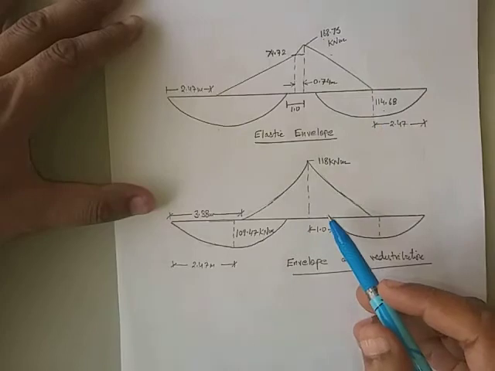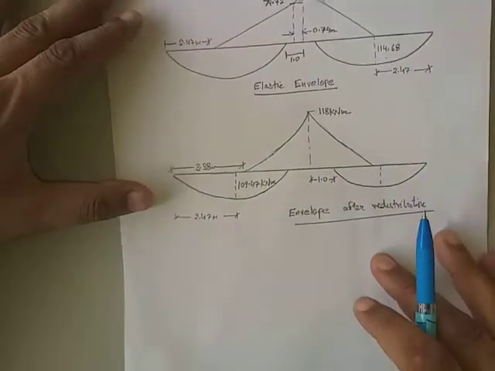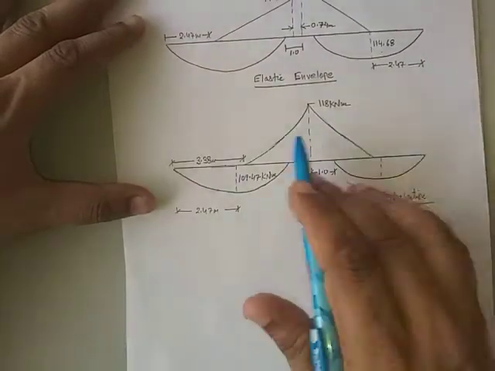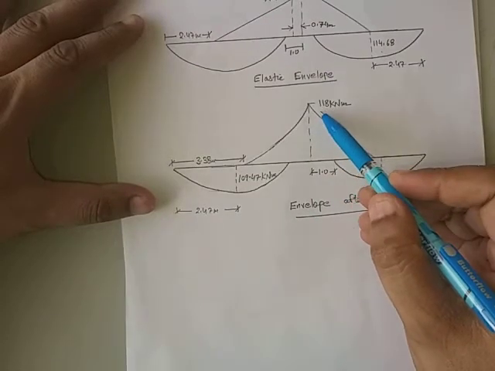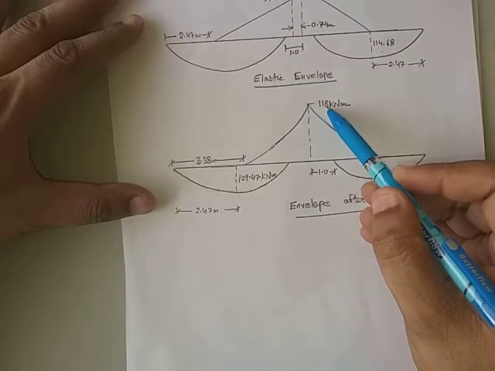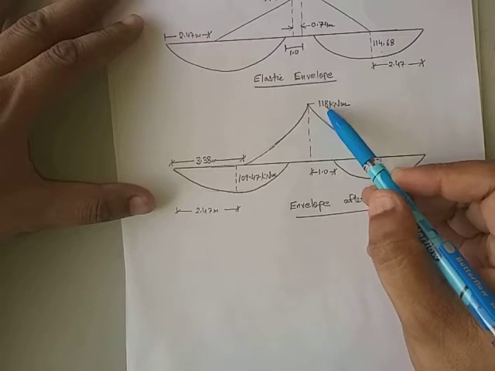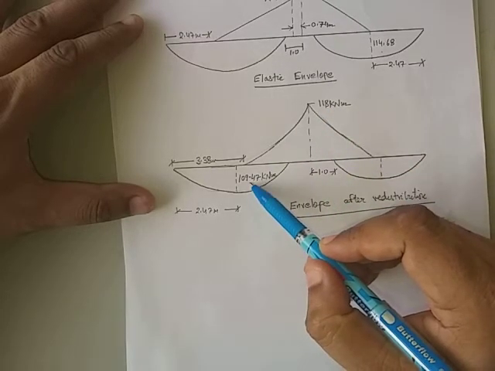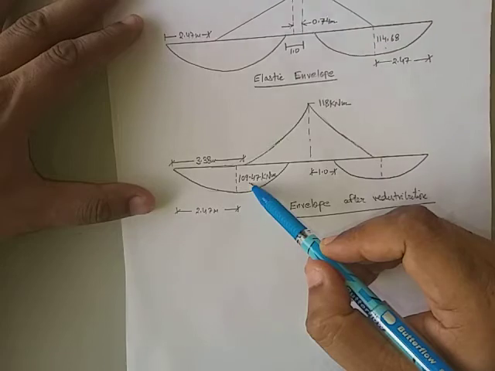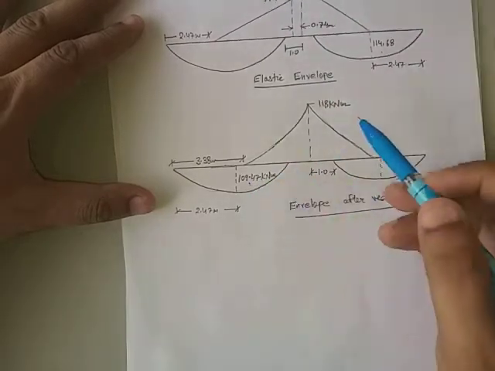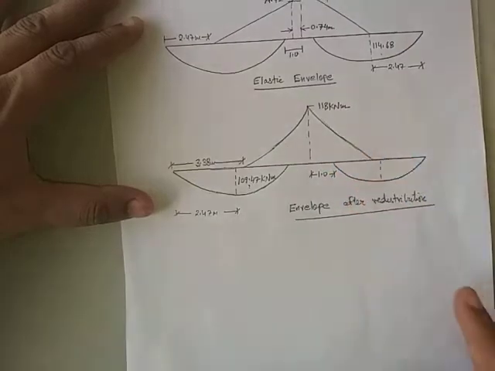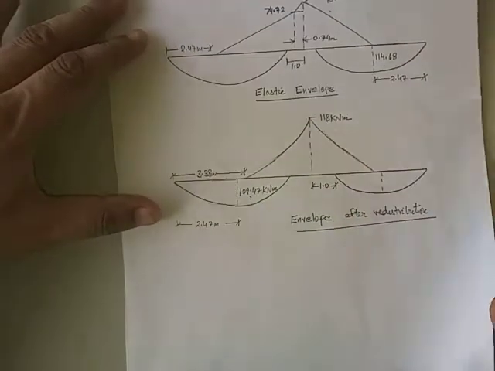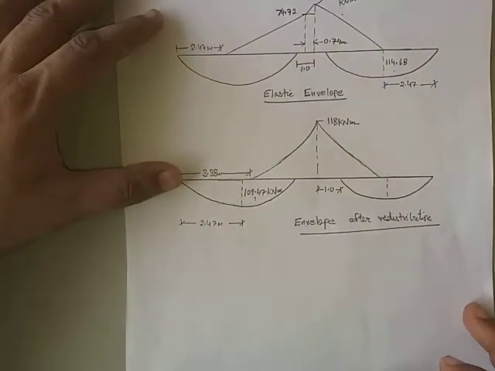When you have done the 30% redistribution, this is the envelope after redistribution. You find that the negative moment is 118 kilonewton meters and the positive moment is 109.47 kilonewton meters. So the difference has reduced and the structure is now a more economical structure. You can design it very economically. So this is about redistribution of moments for a multi-span beam.